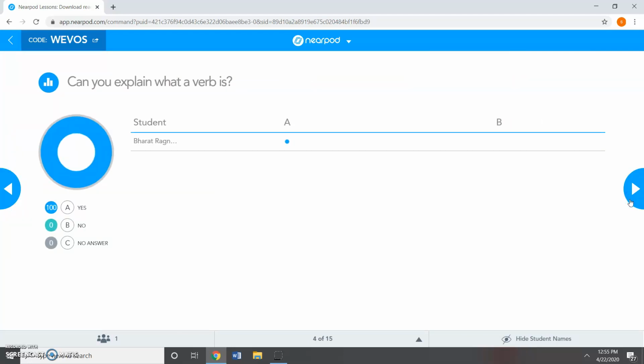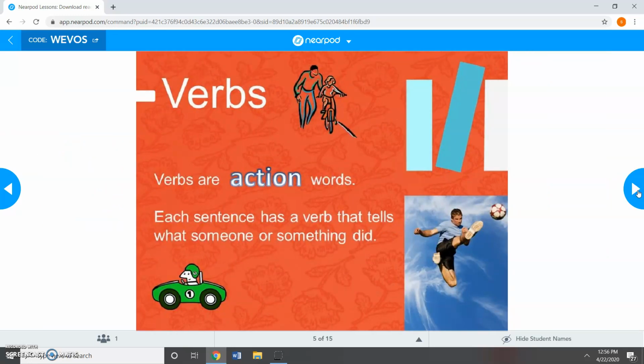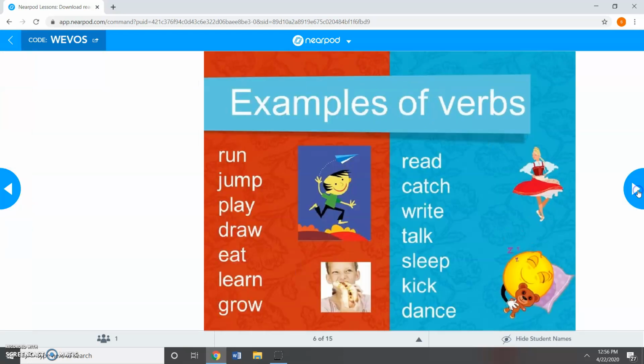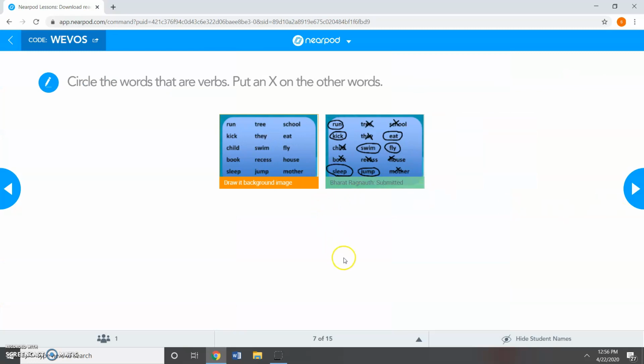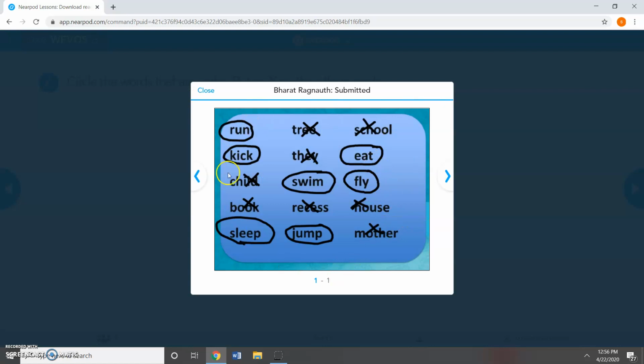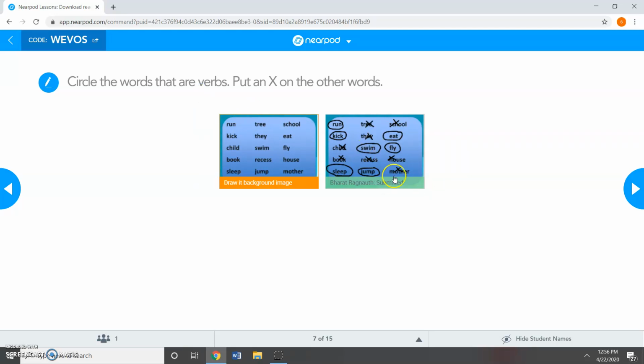And then we see a question that is to test whether or not he knows what a verb is, his prior knowledge. So right here, he says, yes, he knows what a verb is. It defines verbs. It gives examples of verbs. And then there is an activity that he did. It shows me what his answers were. And all this I can monitor from my home whilst he's doing it as well. So when he submits it, I can actually see it.